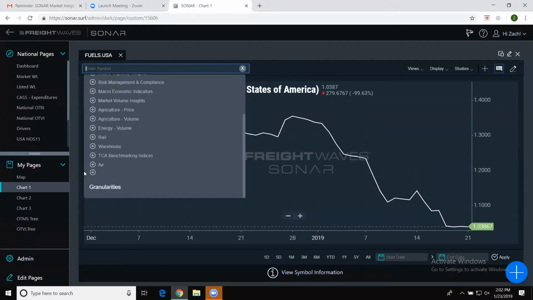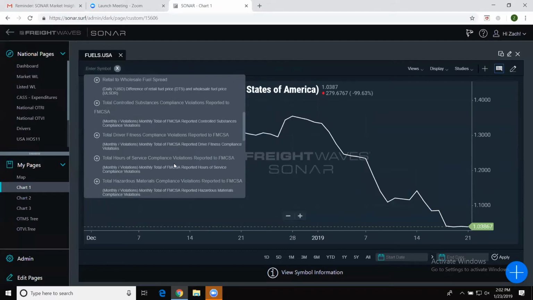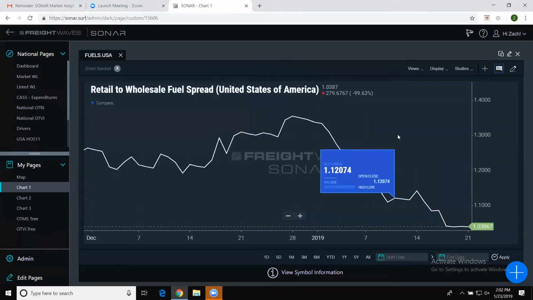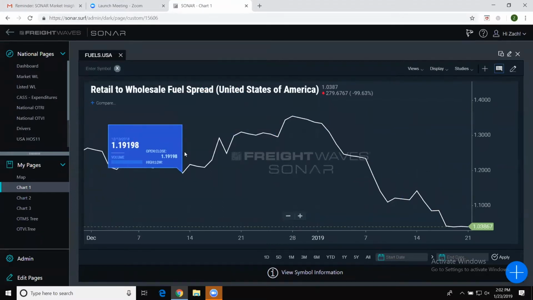We've kind of broken down some of the FMCSA data into other categories, so you can see just where the violations are happening in each state by category type. But first, let's go ahead and tackle the retail to wholesale fuel spread.